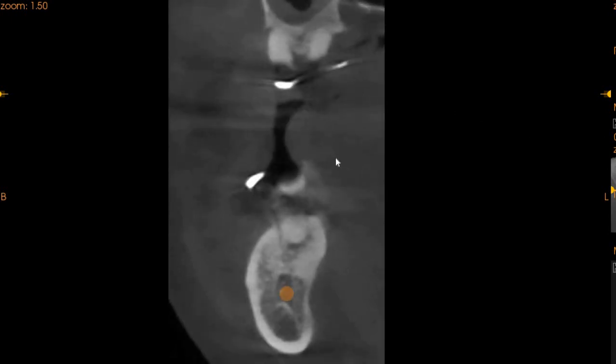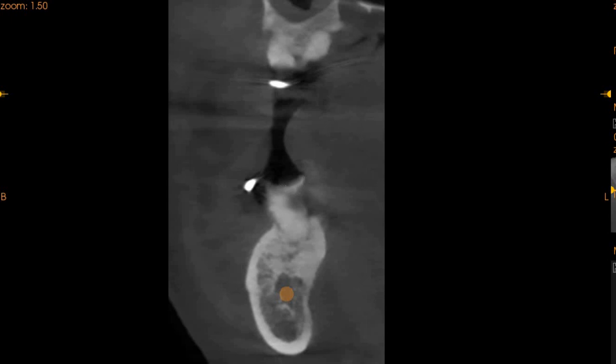And moving to the second molar, we've got two BDRs of the second molar, mesial and distal root, and again periapical radiolucencies associated with it.